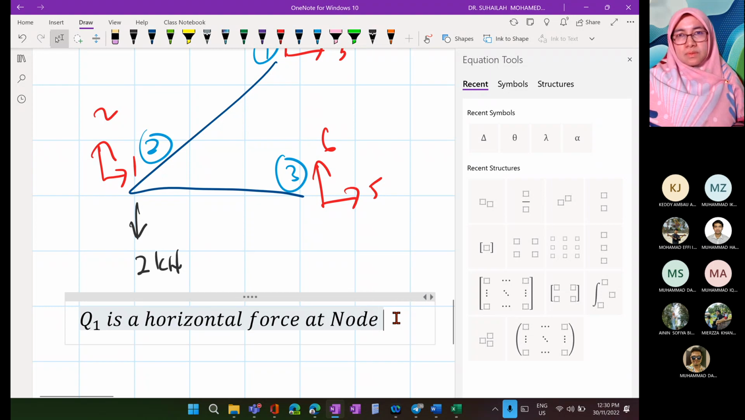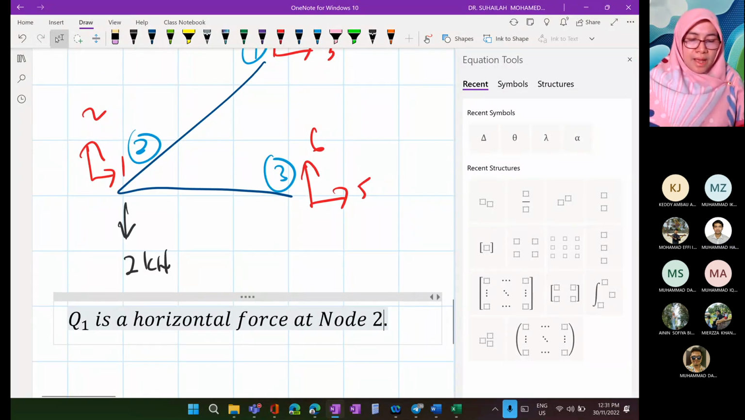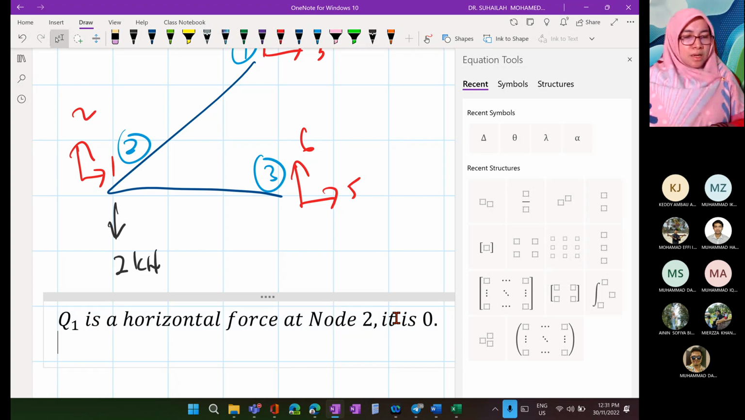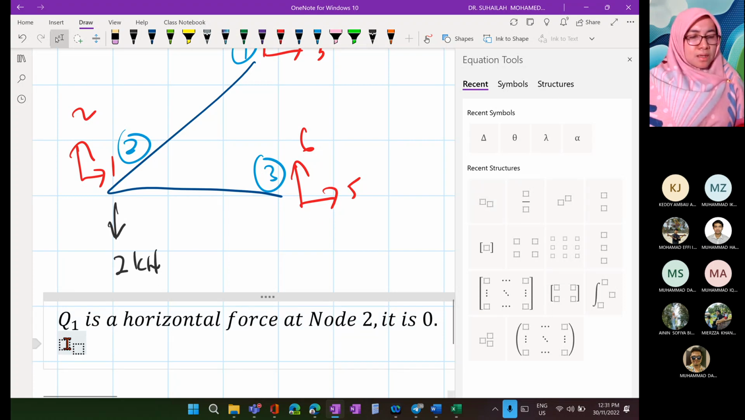A horizontal force at node, where is 1? At node 2. And what is the value? 0. Okay, because it is unconstrained. Next, what is the meaning of Q2?